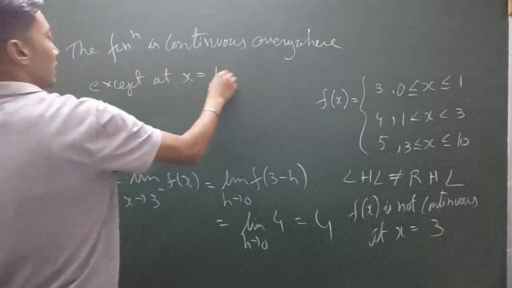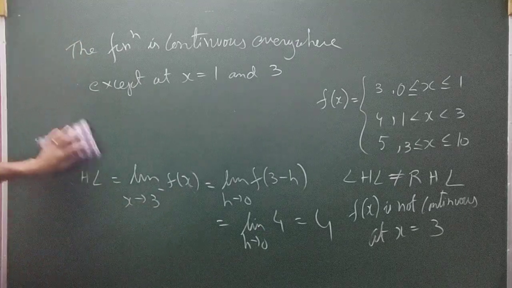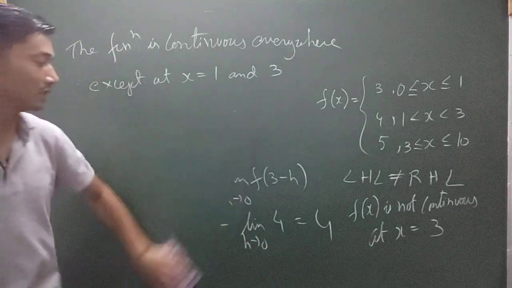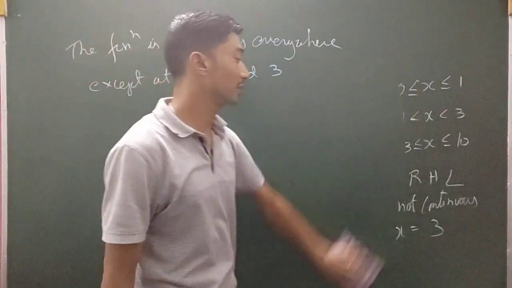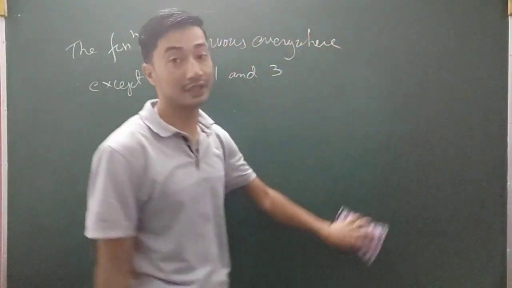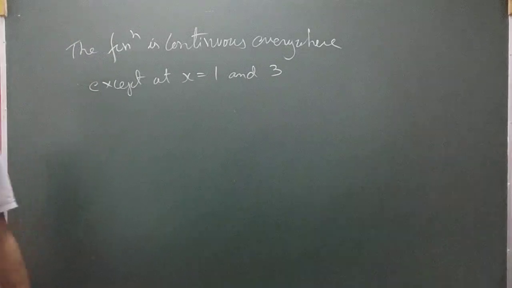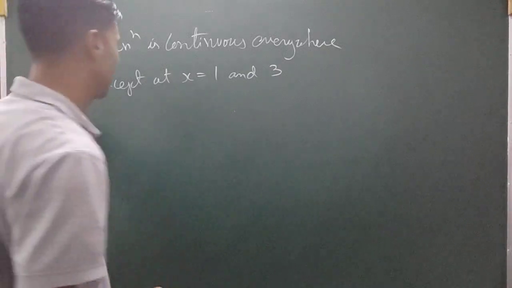at x equal to 1 and x equal to 3, because for x strictly greater than 1 and strictly less than 1, we have already seen they represent constant functions, so they are continuous. So that's why we really had to check at x equal to 1 and x equal to 3 within the given interval. There we see that the function is not continuous. So within the interval, our function is definitely continuous, except at the points x equal to 1 and x equal to 3.